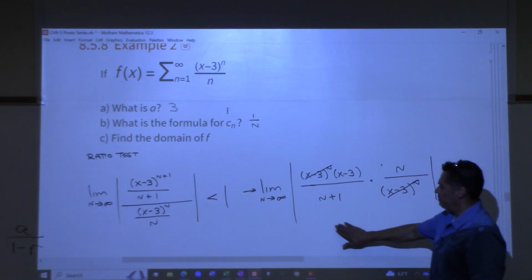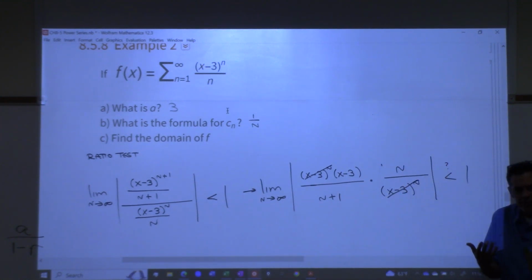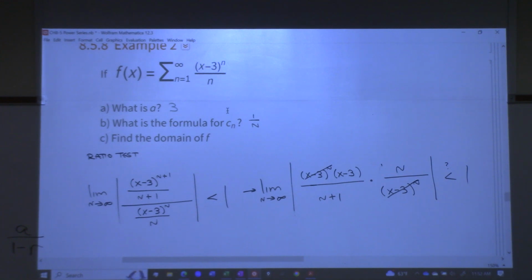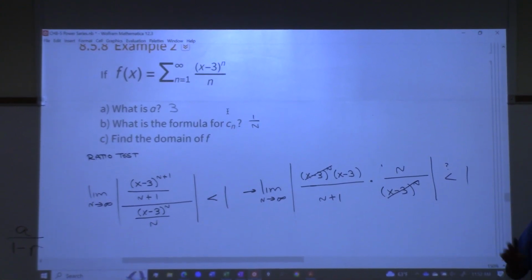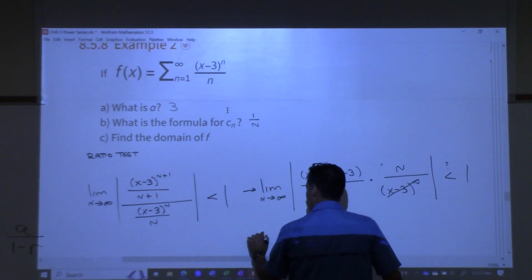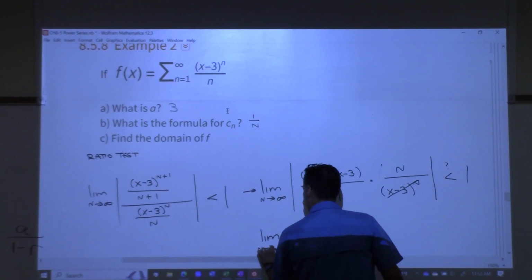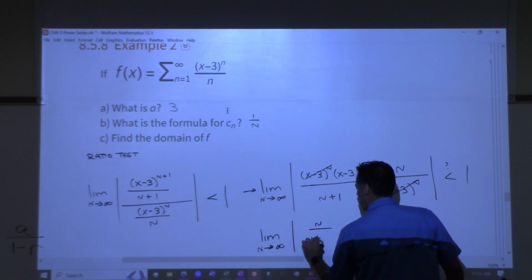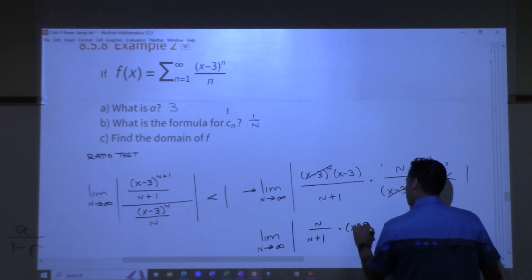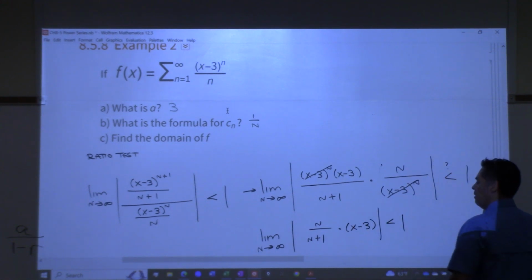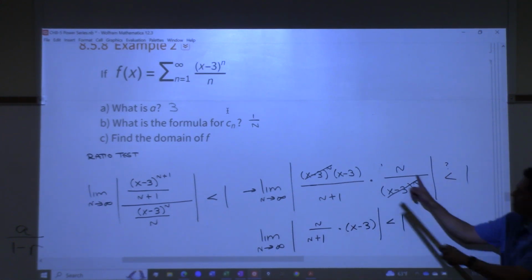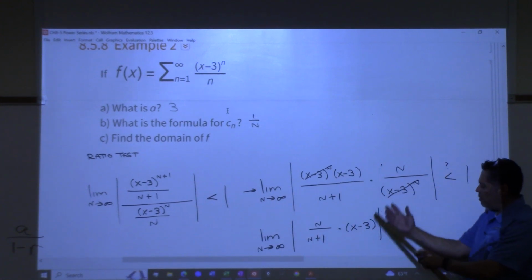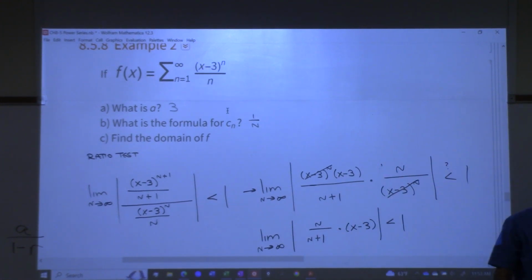Now, at this point, the standard rule of thumb for me when I do these problems is that I want to know what's happening to the piece with n in it, right? And the part with x in it is kind of a separate thing. So I like to split this up into two different ideas. I have limit, n goes to infinity, absolute value, n over n plus 1 times x minus 3, absolute value less than 1. So I'm putting the n stuff together, and then I bring the stuff with x's and separate it out into two different factors.